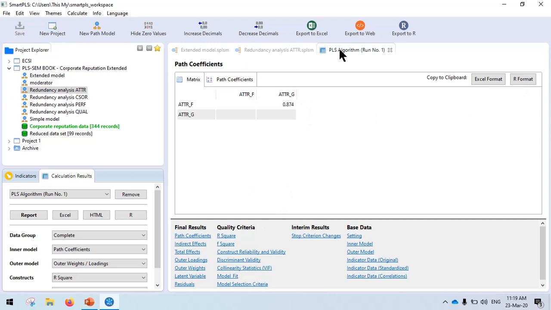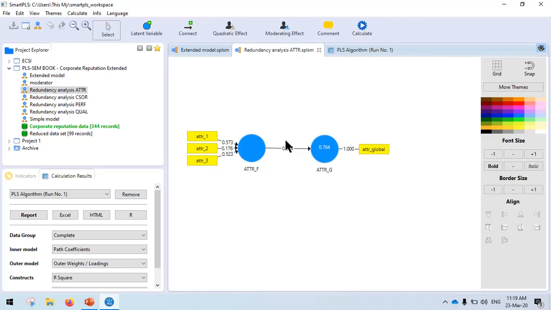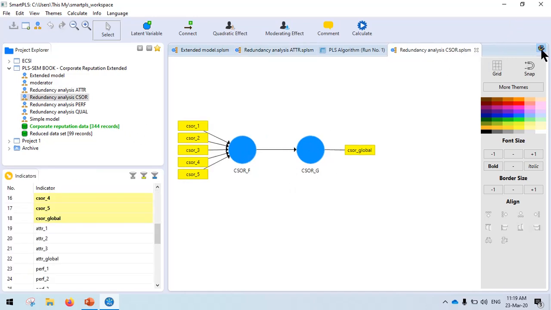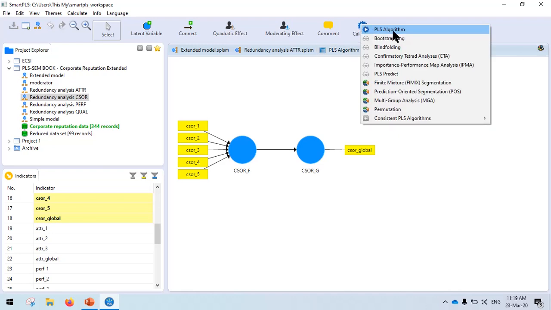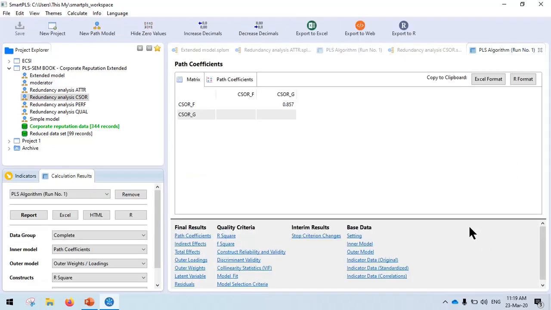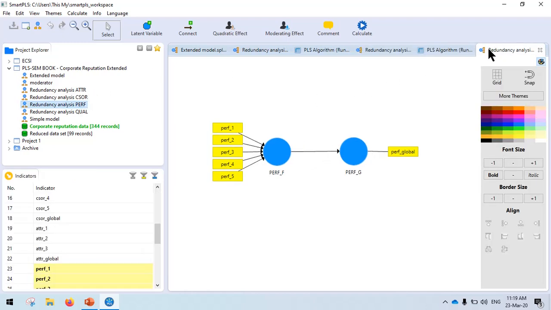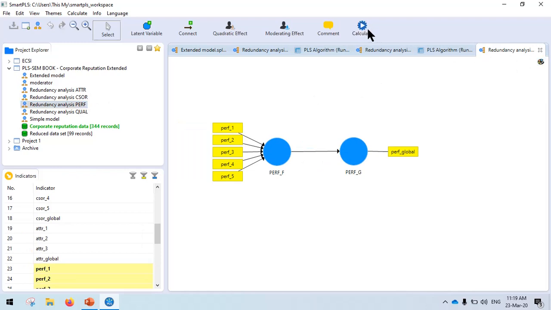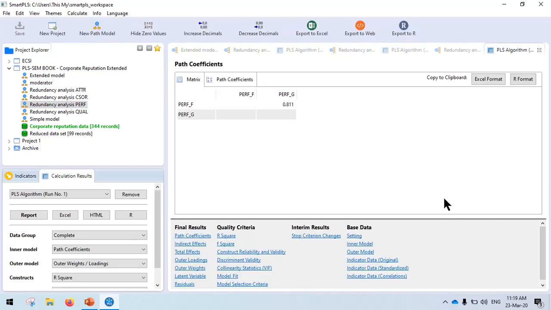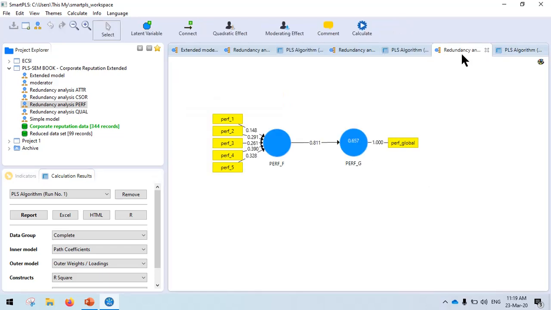Okay, so yeah, now I will do it for each construct. Calculate. The second one is also the path is 0.857, which is above 0.7. Then I go to preference, also the path coefficient is 0.811, which is above 0.7.